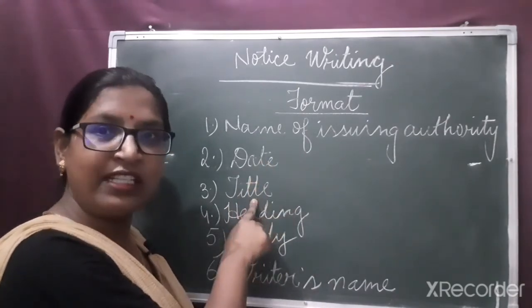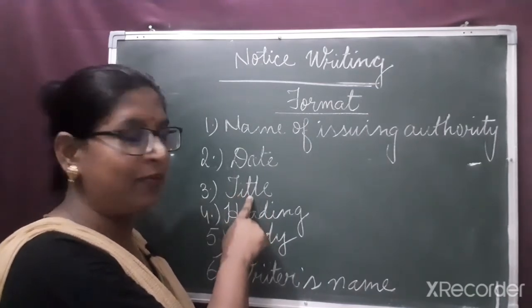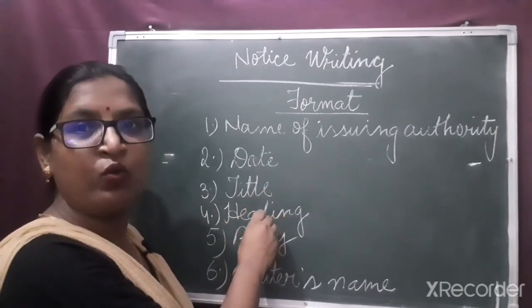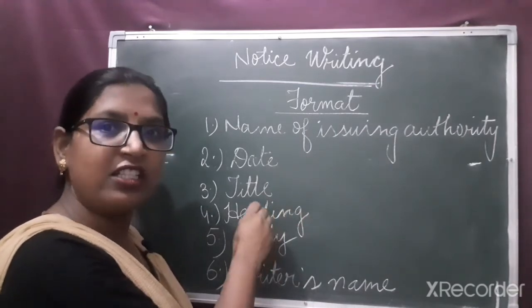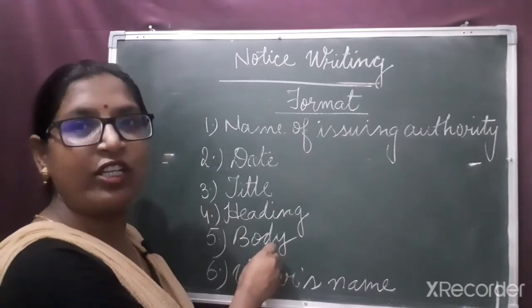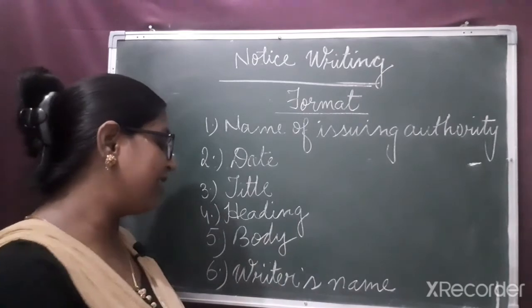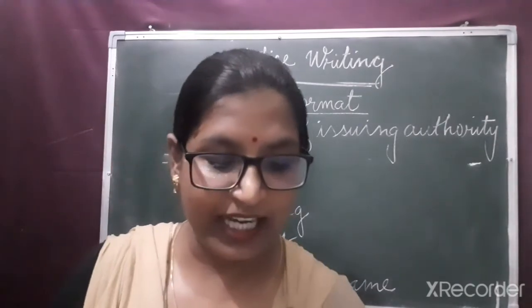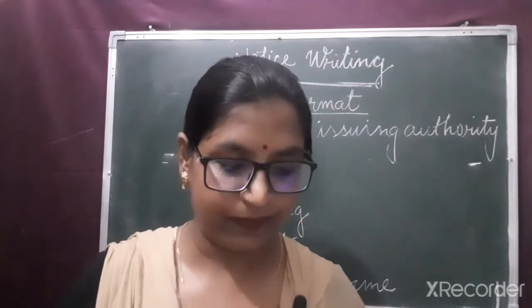What is the title? Notice, N-O-T-I-C-E, notice, and we should always write it in capital letters. After writing this title comes the heading. What we are writing the notice about should be mentioned in the heading. This should also be written in the center of the box. Then comes the body of the notice. All the important points we write in this, and at last the writer's name and designation we write at the left hand side of the box.